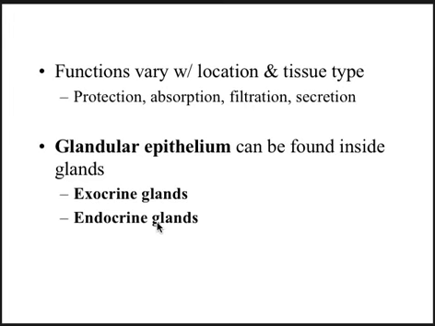Examples of endocrine glands include things like the adrenal glands, the pituitary gland, and the thyroid gland. While examples of exocrine glands include glands like the sudoriferous glands, those are your sweat glands, your sebaceous glands, which are your oil glands, and the mucus glands that line the respiratory and the digestive tract.